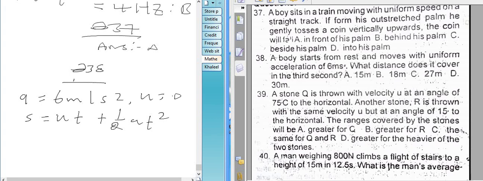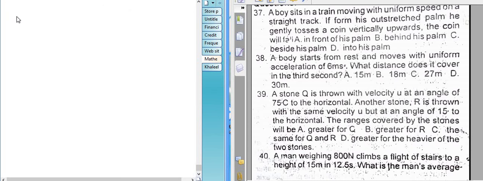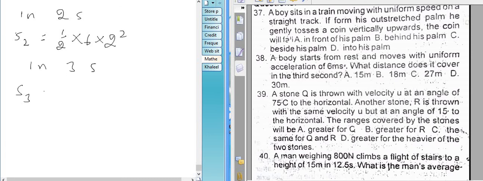So it's starting from rest, u is equal to 0. This means that this term is 0. So s is equal to half at square. In this case, we are looking for the distance in the third second. So let us find the distance in the first 2 seconds. So the distance, let it be s2, is half at square. So half times acceleration 6, times t square, which is 2 square. In 3 seconds the distance is half times 6 times 3 square.